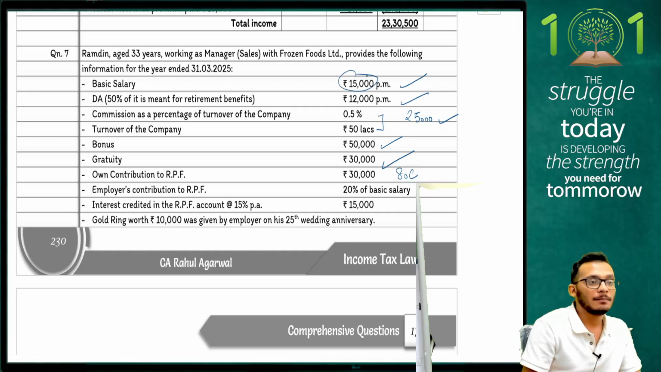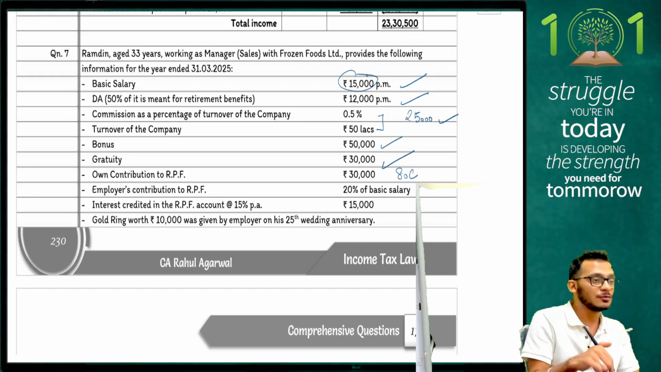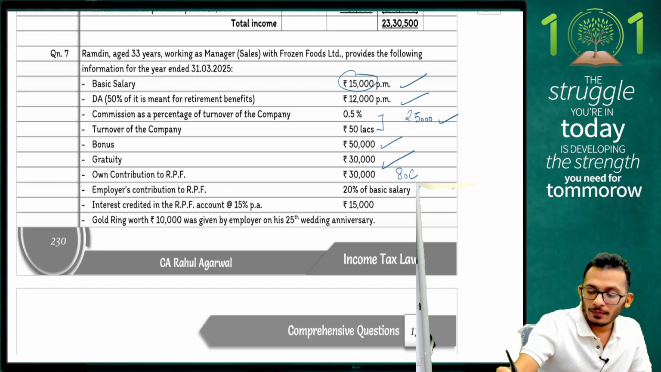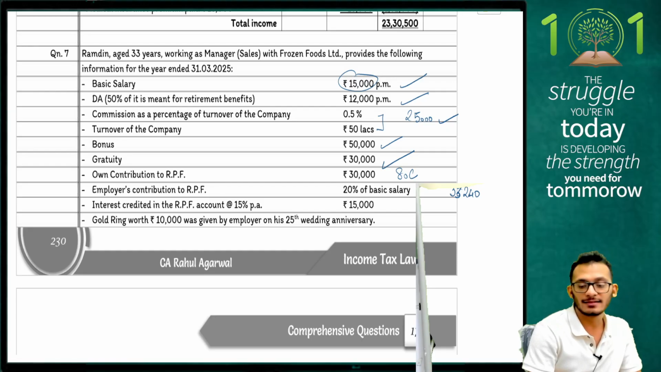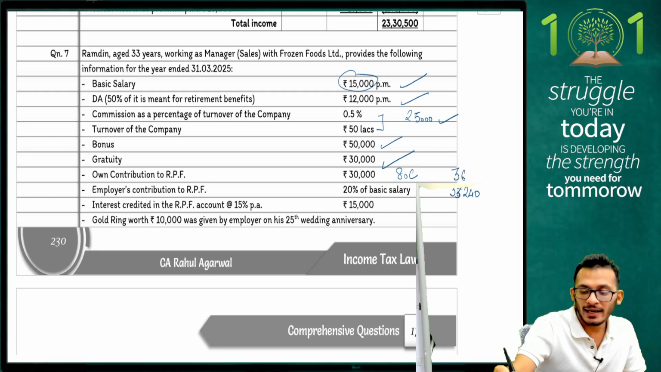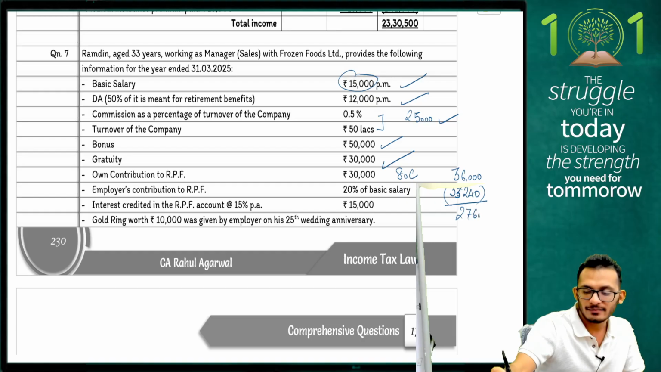1,80,000 plus 72,000 plus 25,000 is 2,77,000. 12% of this is what I can receive tax-free. How much can I receive? 33,240. Correct? How much have I received? I have received 20% of basic. My basic is 1,80,000, 20% becomes 36,000. So I have received 36,000. I am eligible for exemption of 33,240, taxing 2,760.